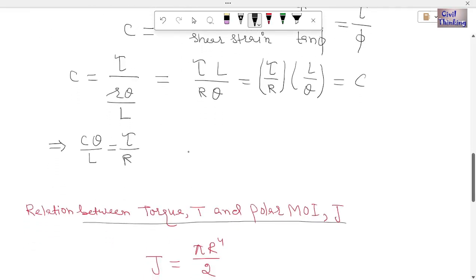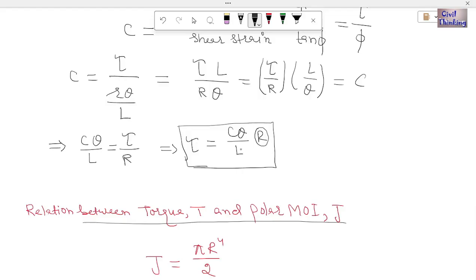Now from here, tau is C theta divided by L times R, right? From this we got this relation. It is important to note this shear stress tau is for the full radius R, and tau is directly proportional to R. It means shear stress is going to be maximum at full radius, which is at the circumference. So this tau that we are talking about is basically tau max, because when we have this full radius we are going to have the maximum stress. And what does it mean?